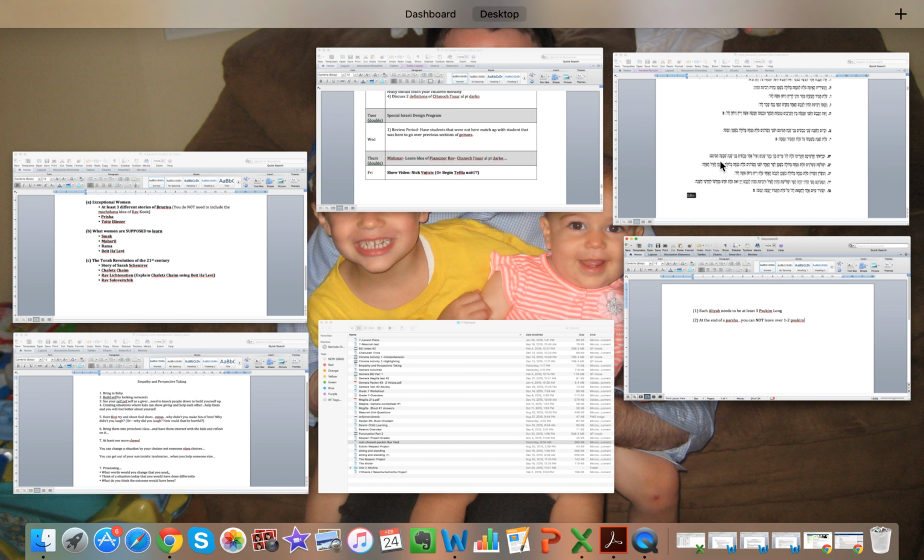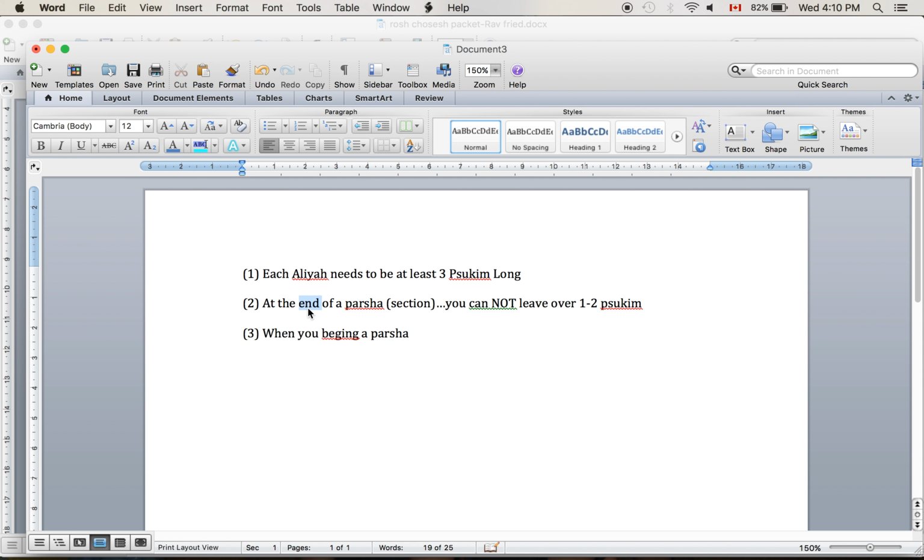And the final rule is when you begin a parsha, maybe I'll underline the word end and begin, if I can spell it right. When you begin a parsha, right, a section, you must read at least 3 psukim from that new section. Okay? So again, those are our 3 rules.